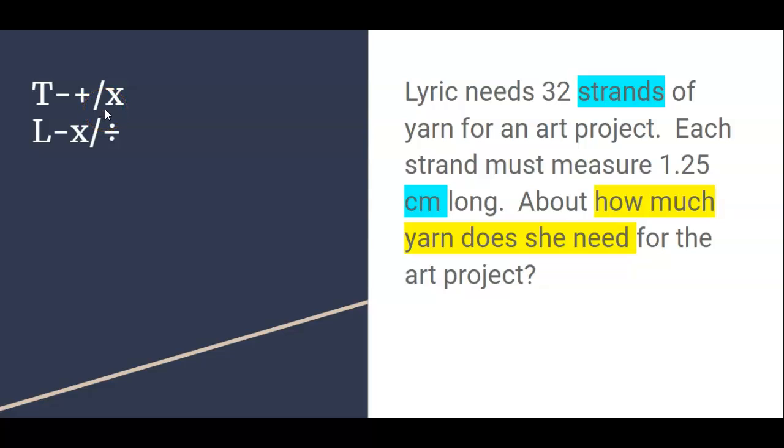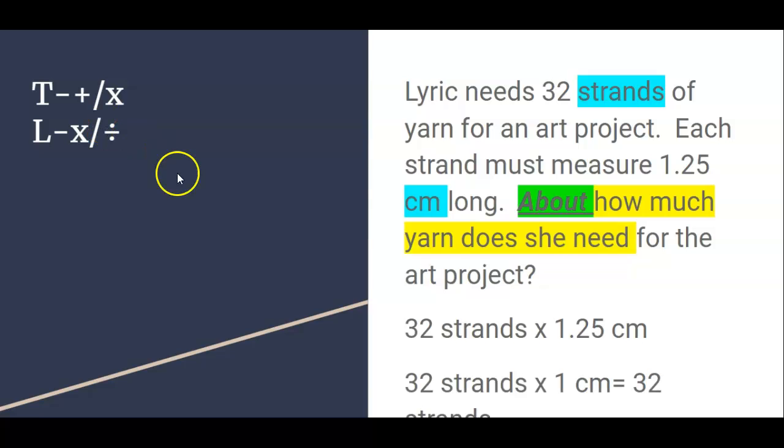However, there's another super important word in this word problem, and that is the word about. Remember that if I see about or close to, words like that, that tells me that I need to estimate. So yes, my operation is multiply, but that means that I need to estimate and not find the real answer. So if I were going to do that, I know that 32 strands times 1.25 centimeters is what they're telling me up here. Okay, but that word about tells me I need to round.